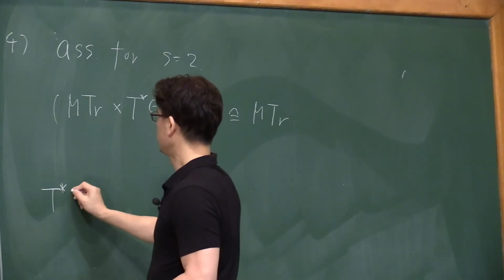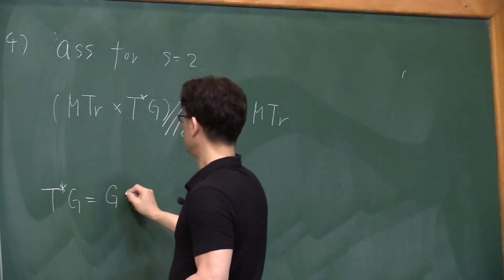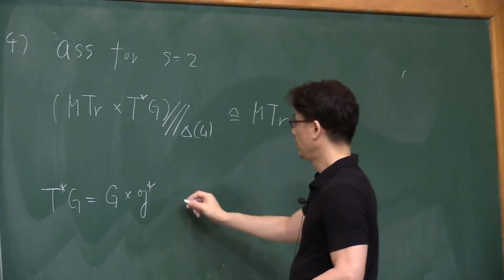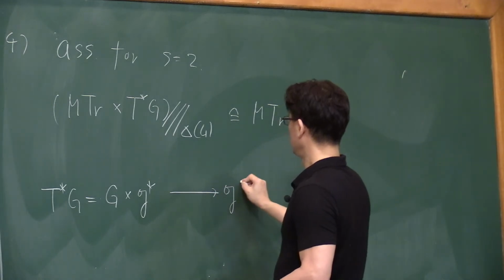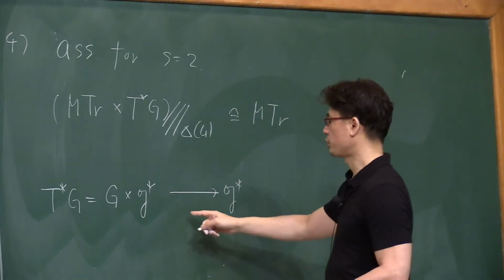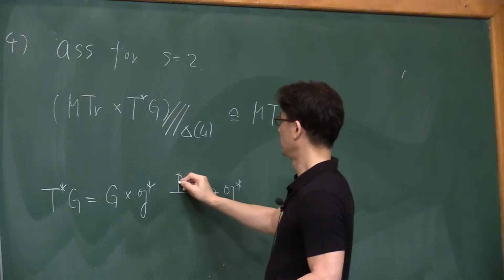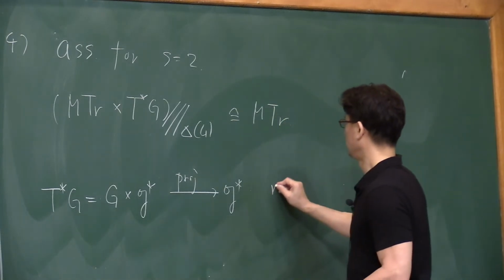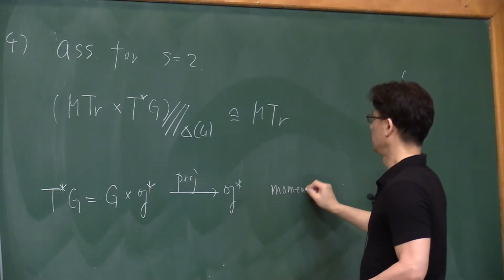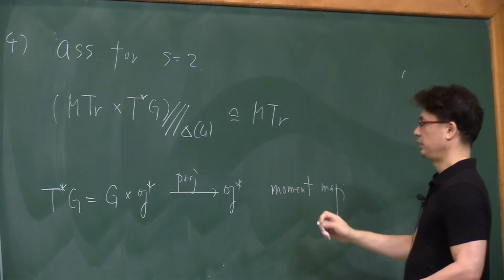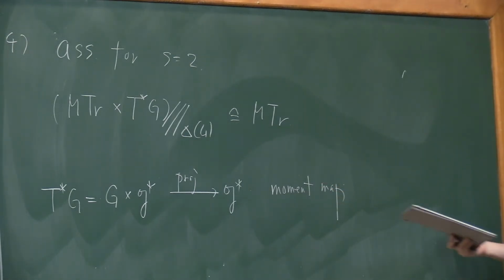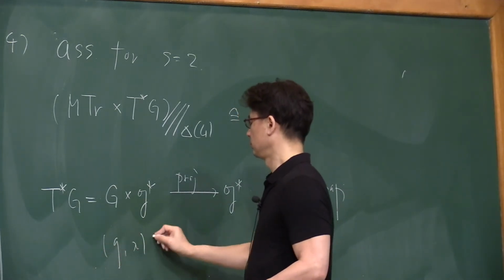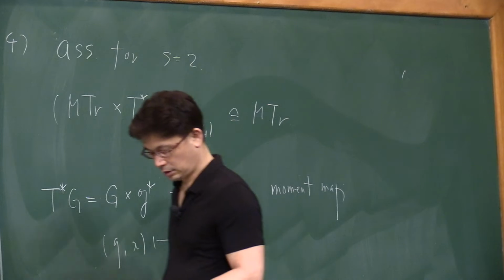So the cotangent bundle to G is just G times g star. And the moment map is just a projection to g star. So this is the moment map for the cotangent bundle. It depends on which action you take, but you can think of this as a moment map.